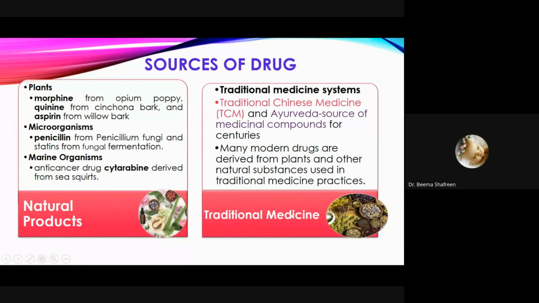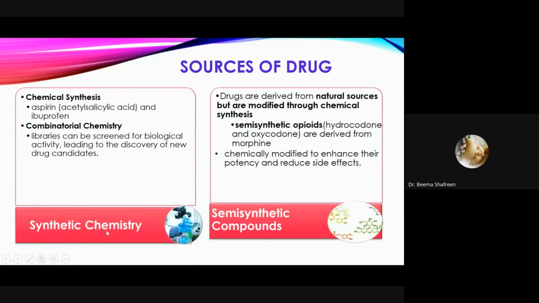Similarly, we have traditional medicine. In traditional medicine systems, traditional Chinese medicine (TCM) and Ayurveda, sources of medicinal compounds have been widely used for centuries to treat a variety of diseases. Many modern drugs are derived from plants as well as natural substances used in traditional medicine practices. From synthetic chemistry, the chemical synthesis of compounds, the examples are aspirin and ibuprofen, which are used for treatment of several pains as well as inflammations.